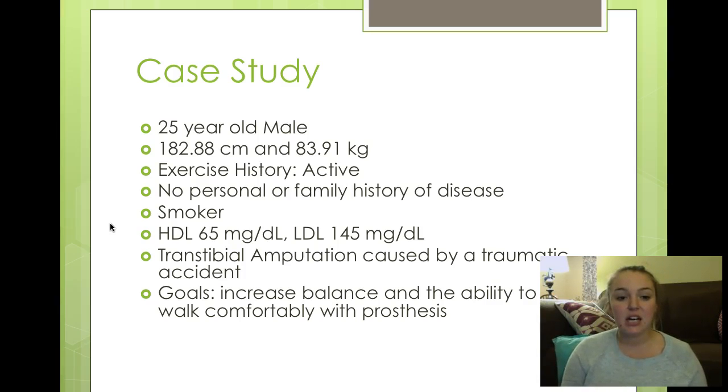He is a smoker, but he has no personal history of cardiovascular diseases, or any family history of cardiovascular diseases. His HDL levels are 65 milligrams, and his LDL levels are 145. He did have a transtibial amputation caused by a traumatic accident. His goals are to increase his balance and his ability to walk comfortably with the prosthesis that he was given.